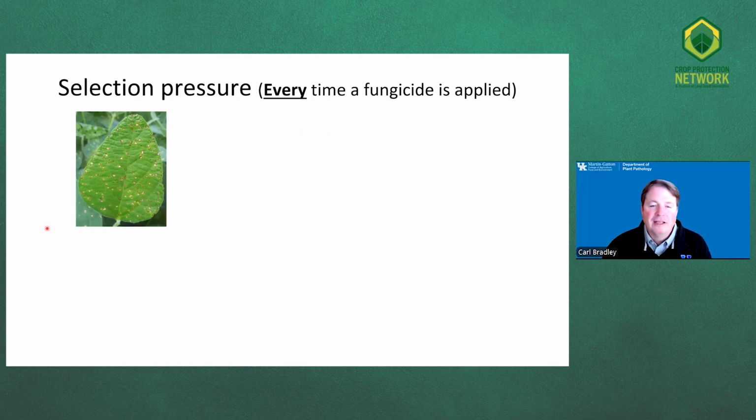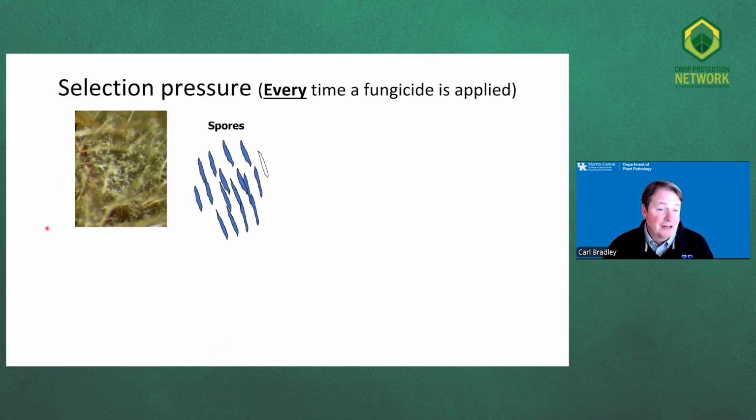Again, here we have our leaf, our soybean leaflet that's got frog eye leaf spot. There's the close-up of the lesion, and there's the actual spores there, okay? So I've drawn these spores out here. They're obviously not to scale. They're much larger than they would normally be. But let's say that the blue ones are sensitive to the fungicide that we're going to apply. But because of this natural mutation, we've got this white one here that's actually resistant to the fungicide. And this is what's occurring naturally out in the field.